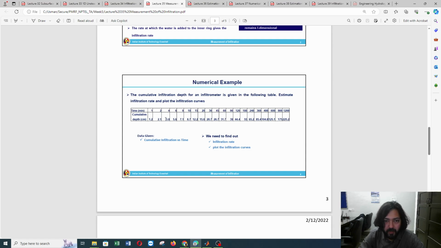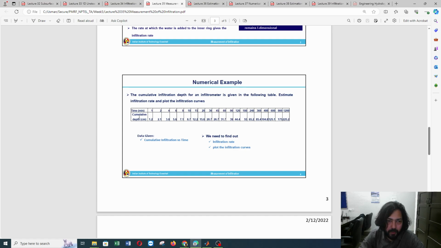This whole data set we are getting from the single ring or double ring infiltrometer. We are recording the time and we are recording the depth of water that is getting infiltrated. Now what they are asking us here is to calculate the infiltration rate. By the definition of infiltration rate, we know that infiltration rate is nothing but the amount of water that is getting infiltrated per unit time. So all we need to do is divide cumulative depth by the time. We'll get the infiltration rate, and then we need to plot the infiltration curves.